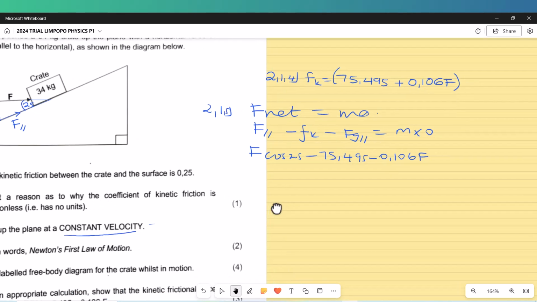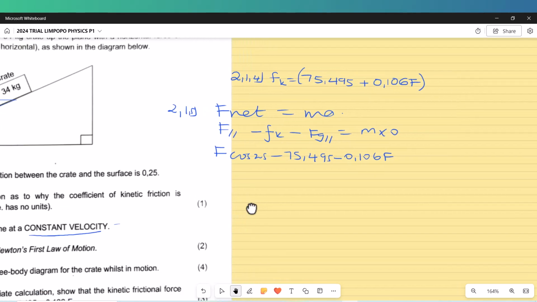Mg sine 25. So we're gonna say minus mg sine 25, but the mass is 34. So minus 34 times 9,8, okay? Then times sine of 25. Sine 25 equals to 0. Now collect like terms here. If you simplify here, this is F cos 25, then minus 0,106 F, okay?